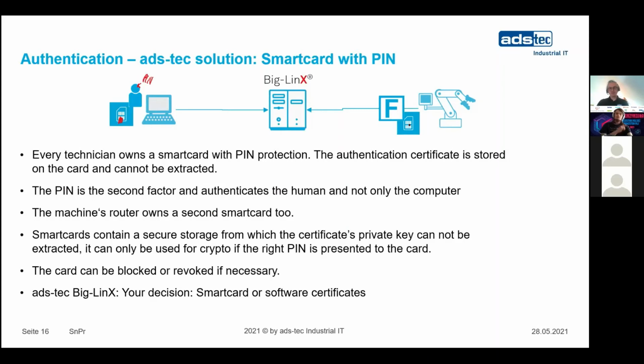The machine's router can have one of these things too. There's no second factor in this case, but still the benefit that it cannot be copied. And yeah, the cards now can be blocked easily. So we have the server in the middle here, and therefore we have a single point where all certificates can be authenticated against the central database. So we have this database, and we know who is valid and who has left the company, and can revoke the access. So it's easy to maintain.